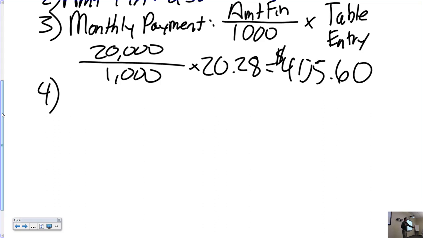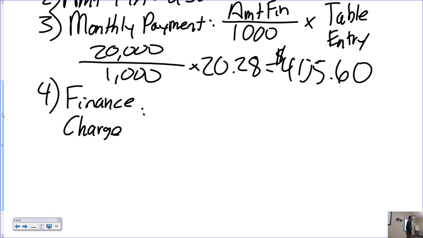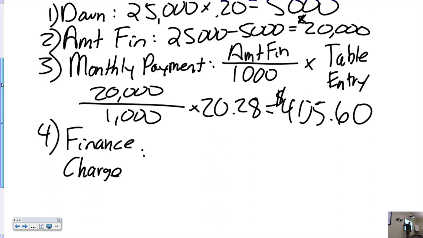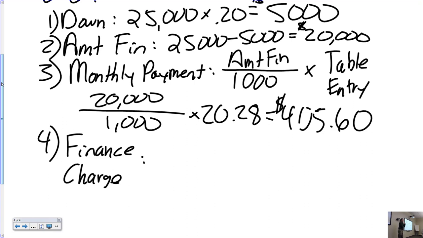Okay, so now getting back on track, folks. Now that we have the monthly payment, we can calculate the finance charge. How much interest am I going to pay, folks? The amount you borrowed minus the amount you paid, or, well, strike that, reverse it: the amount you paid minus the amount you borrowed, right? So how much am I going to pay for my financing?